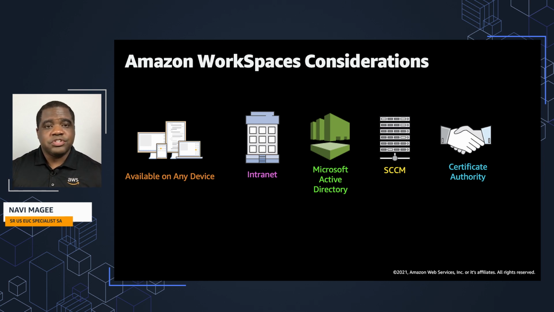The fourth one is leveraging SCCM. If you currently have an SCCM environment today, you have multiple packages deployed. Now you can deploy these packages as well with Amazon Workspaces. And finally, certificate authority. If you have a PKI environment, if you want to deploy root certs as well, or machine certs into the service to control who has access to it as a verification check, that can also be done.